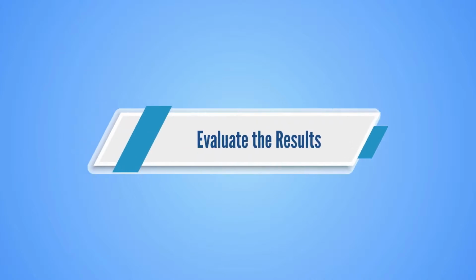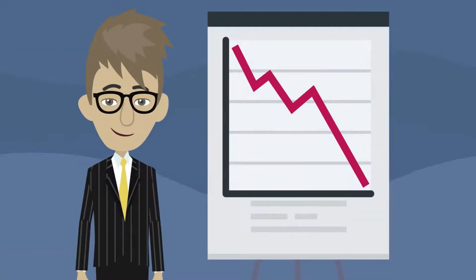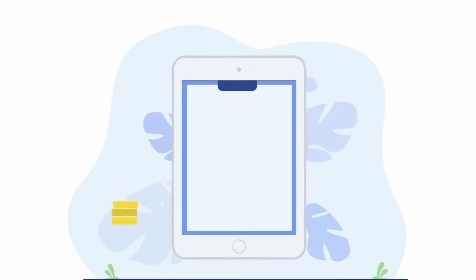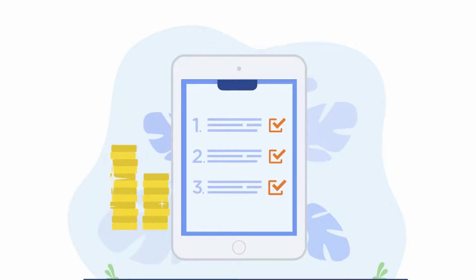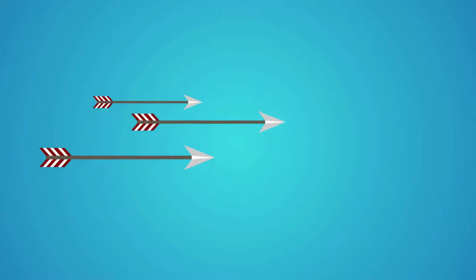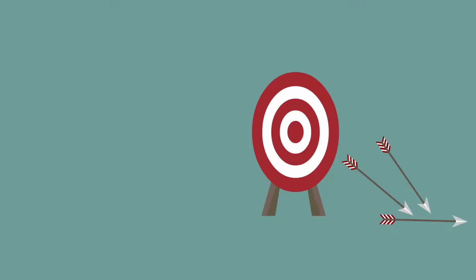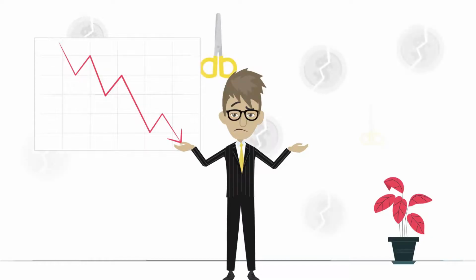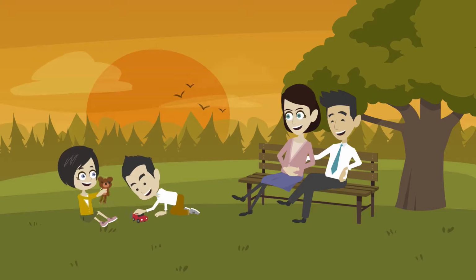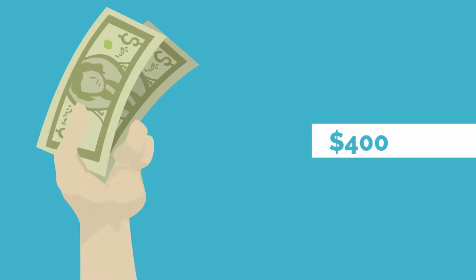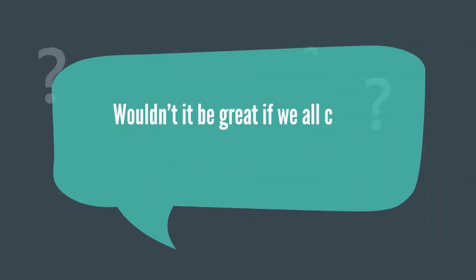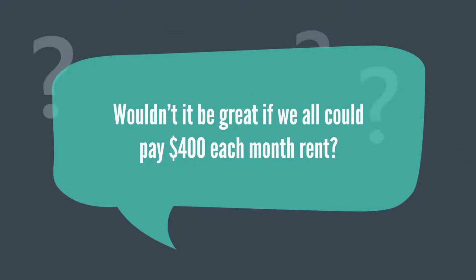Evaluate the results. At this point, you need to put your risk hat on. Otherwise, you end up approving a loan a customer can't afford, and ultimately affecting your branch's ability to meet its delinquency targets and ultimately earn your branch team bonus program. For example, if a customer who is married and has 2 kids says they pay $400 in rent, does that make sense? Wouldn't it be great if we all could pay $400 each month in rent?